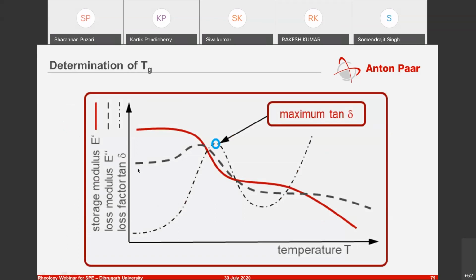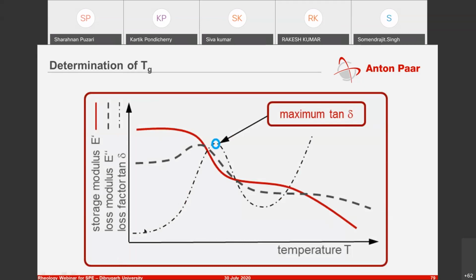So here you have E prime, sorry, not G prime. This is the E prime, the red curve. And then this one here would be the E double prime. And then here you have the tan delta, which is the damping factor, and delta is the phase shift angle. And this is with respect to temperature.